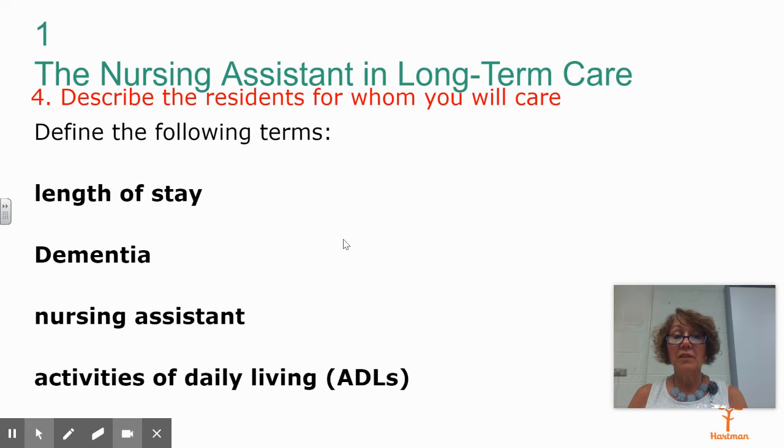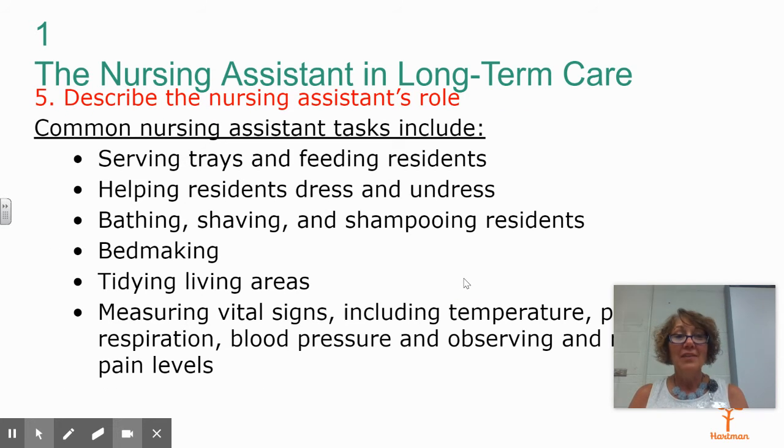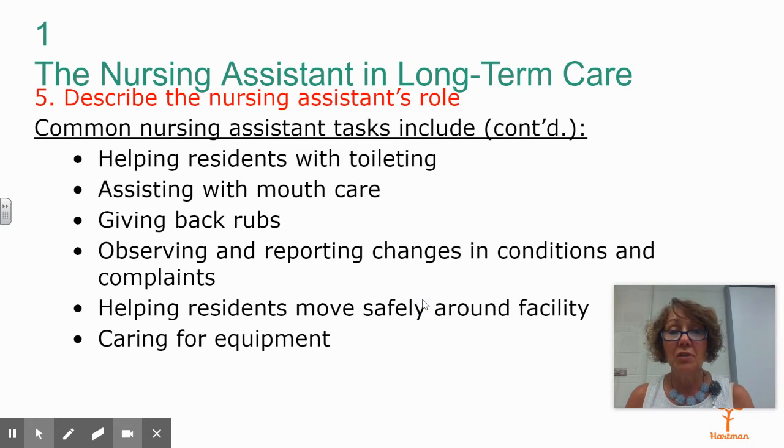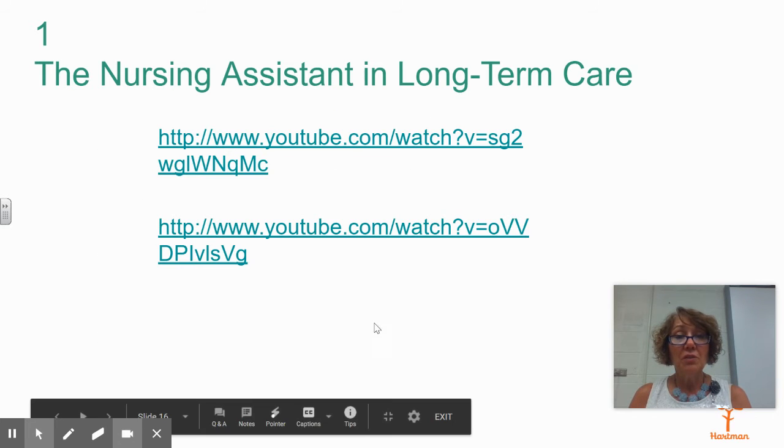Some more terms: length of stay, dementia. Understand and know what dementia is. Nursing assistant, activities of daily living. We're going to talk a little bit more about that when we get together for our Google Meet and our lesson. Some of the things that you are expected to do, maybe you know, maybe you don't know what nursing assistants are expected to do. Take a look at that. I want you to tell me what several things are that you're going to do as a nursing assistant. Some more things that you're going to do.